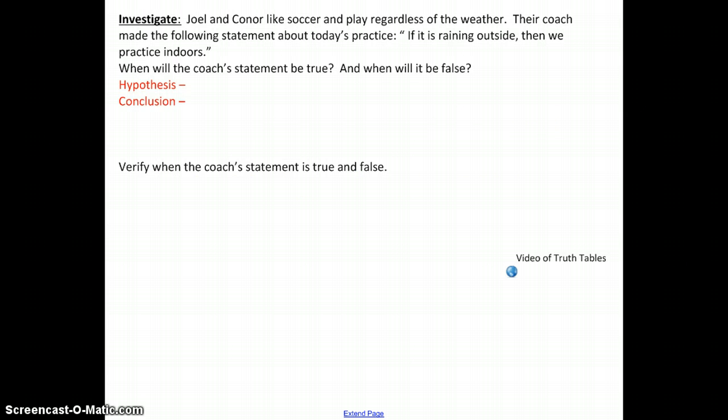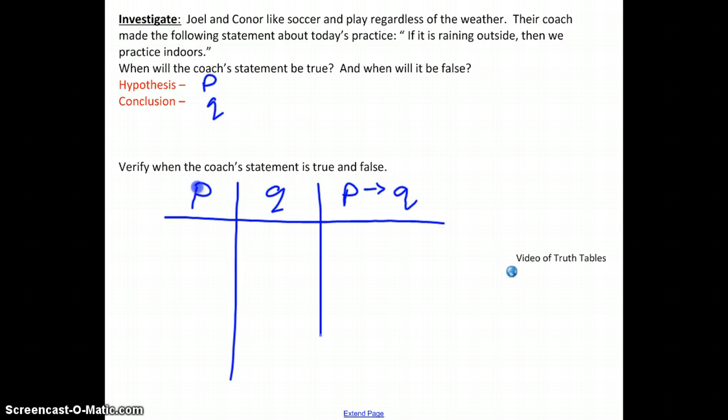The next thing you need to be able to create is a truth table. There is a link to a truth table video on your handout if you need extra help with this. But let's say that we have P, Q, and the conditional statement P such that Q. So in this case, P is your hypothesis, and Q is your conclusion. So let's say we're talking here about practicing indoors versus outdoors. So the conditional statement is, if it's raining outside, then we practice indoors.